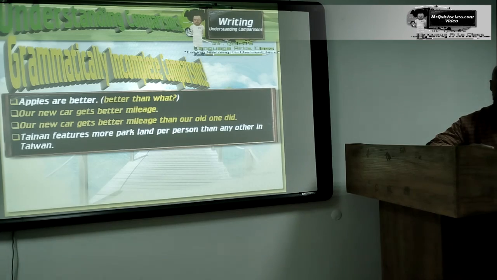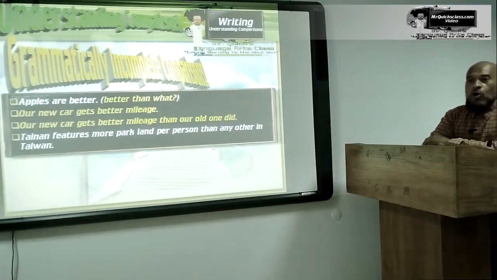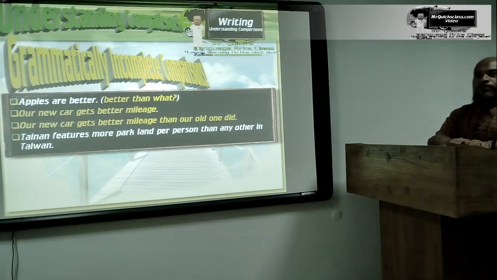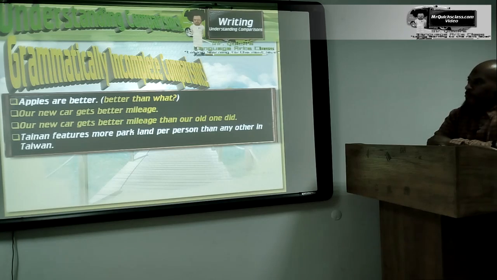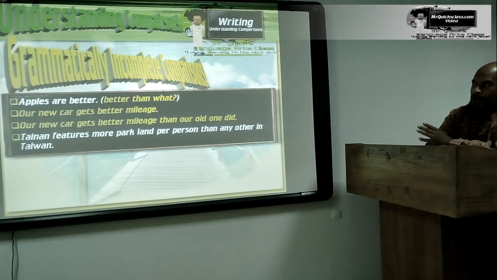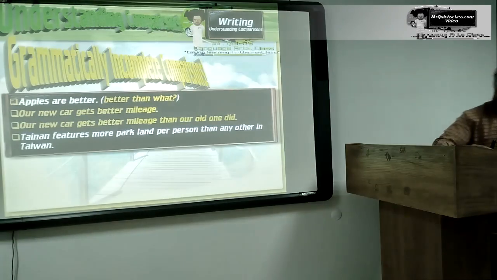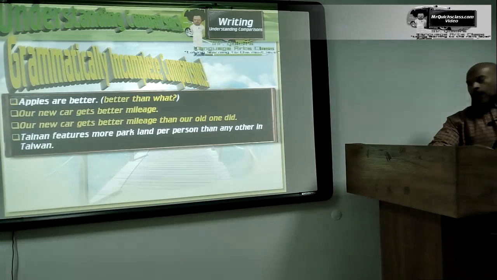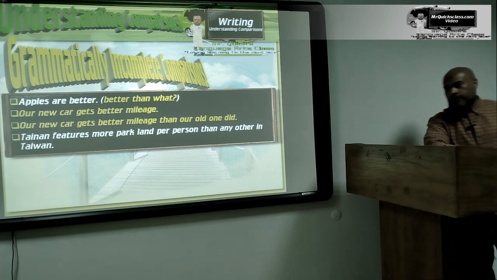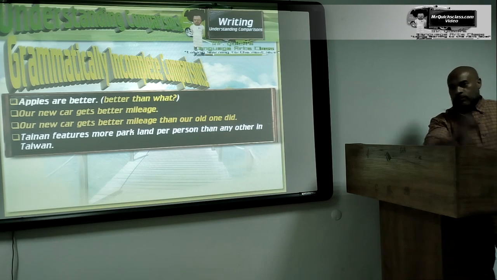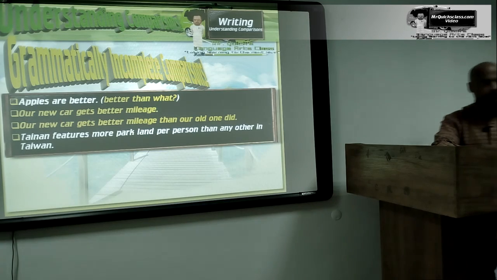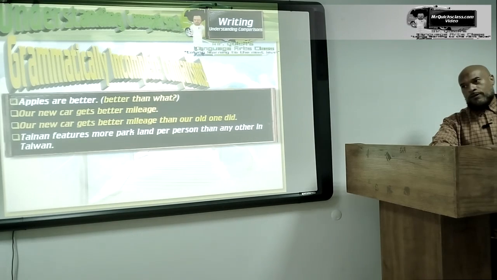Raise your hand if you don't agree. Then tell me what's wrong with the meaning. Oh, I said don't agree, not agree. All right. So, in other words, it's saying that Taiwan features more parkland per person than any other mountain in Taiwan. Mountain, because we're comparing parks to mountains, right? Parkland per person than mountains. It has more parkland than in the mountains.